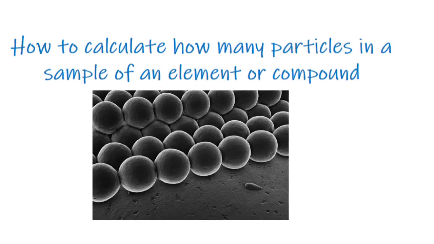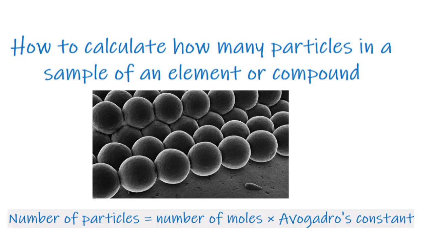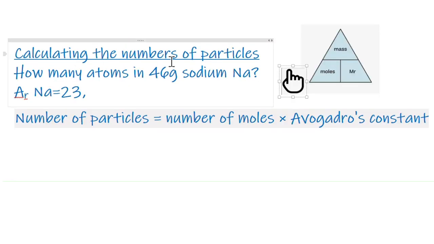An operation that you are often likely to be asked to do is to calculate the number of particles in a set number of moles or a set mass of a substance. And so remember the formula from earlier. The number of particles equals the number of moles times the Avogadro constant or number. So let's do a worked example. How many atoms in 46 grams of sodium?